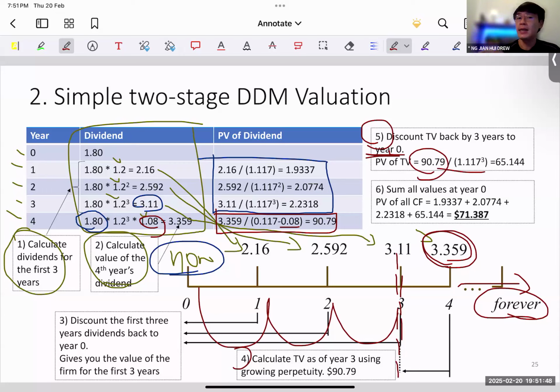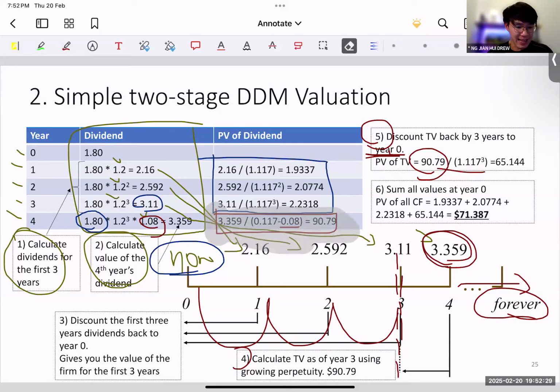This is very important because even in your next lecture, when we talk about FCFF and FCFE, we're going to use this same concept, right? We need to determine the terminal value. Then we need to discount the terminal value back by the number of years to year 0. So any questions on step 4 to step 5? Okay, need time to digest. If you have any questions, you can always ask me or email me. But let me just repeat again, because this is an important step.